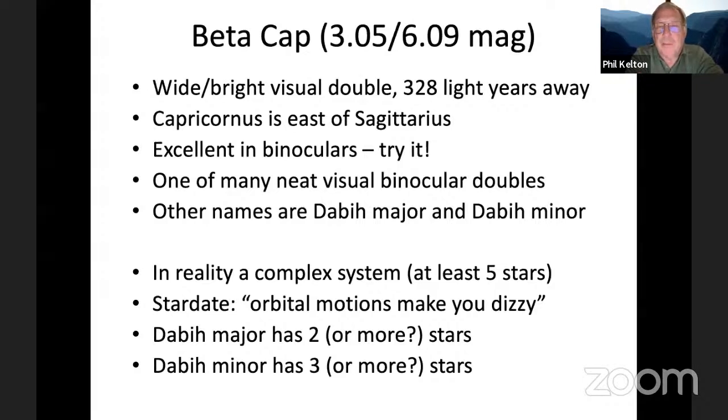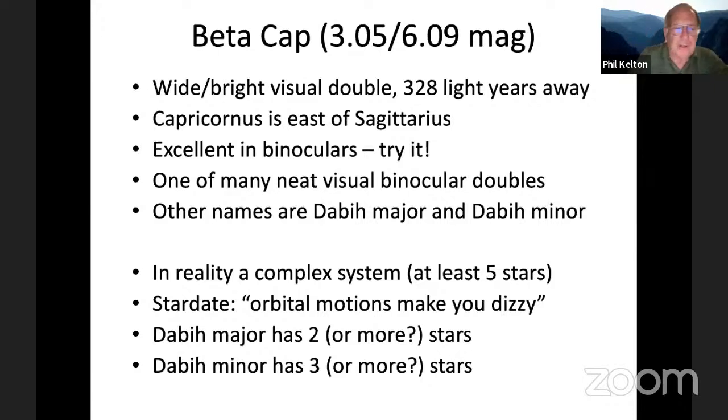It's also called Dabih Major and Dabih Minor. And one of the interesting things I found out about this star was, again, kind of like Mizar, it's a much more complex system than meets the eye. At least 5 stars. And Stardate, which some of you may hear on the radio, it's actually produced by McDonald Observatory, for whom I worked for a long time. In the Stardate piece about Beta Cap, to quote, they said, its orbital motions make you dizzy. And I'll leave it at that.